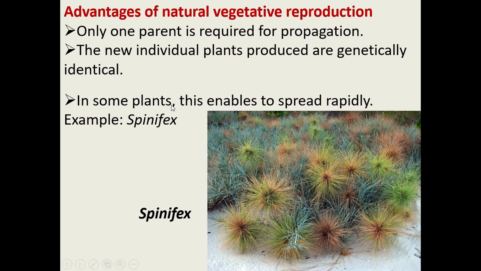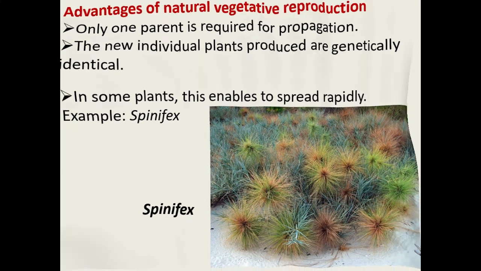In some plants, this enables them to spread rapidly, like Spinifex. See the Spinifex plants, they produce an enormous mat-like, horizontal pattern of development. So it is an example of vegetative reproduction. Spinifex is a plant which spreads rapidly by means of vegetative reproduction.